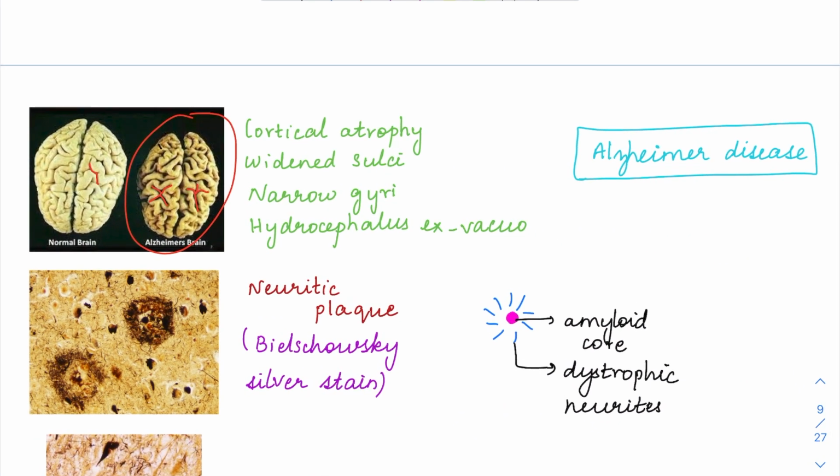To compensate for this loss of brain parenchyma, there is going to be hydrocephalus. Lots of hydrocephalus is going to happen, and that is called hydrocephalus ex vacuo. So as a compensatory phenomenon, it happens.